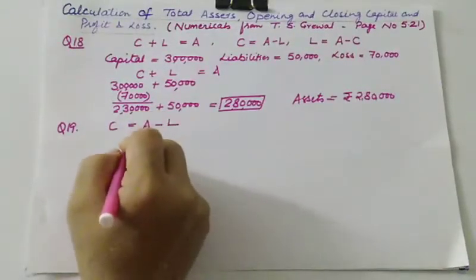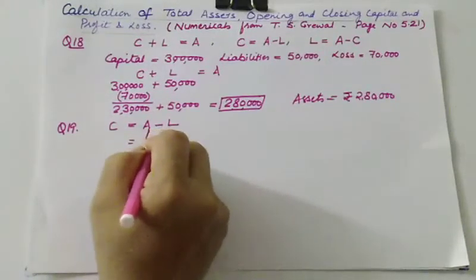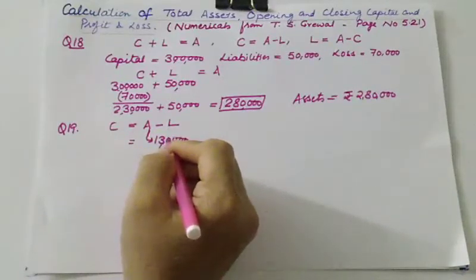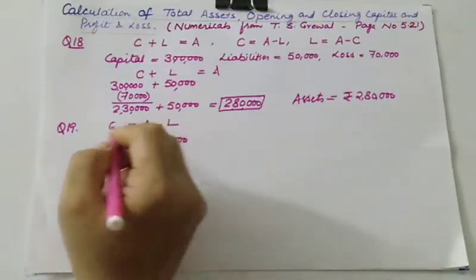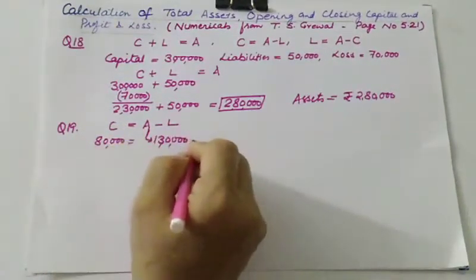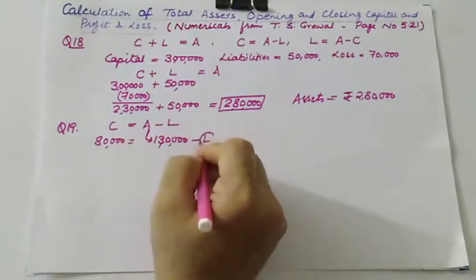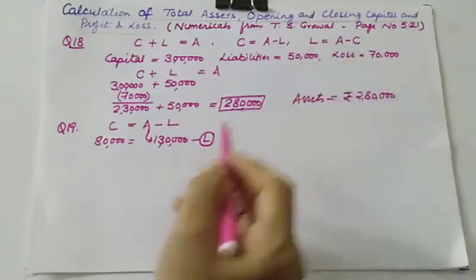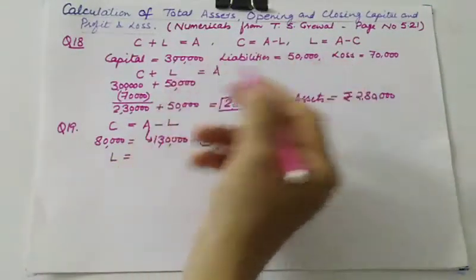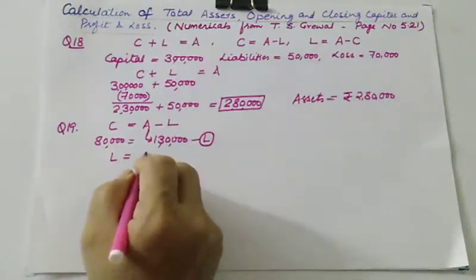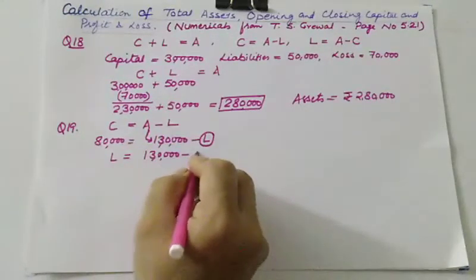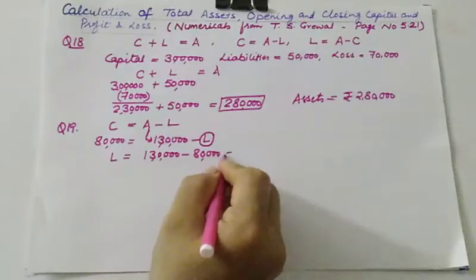So assets are given to you as 1,30,000, and net worth is also given to you. Net worth is 80,000. So L is missing here. So how to calculate L? It means we will be applying this formula, though this can also be calculated through this formula also, because all the three formulas have the same meaning. So it will be 130, we are interchanging 80.